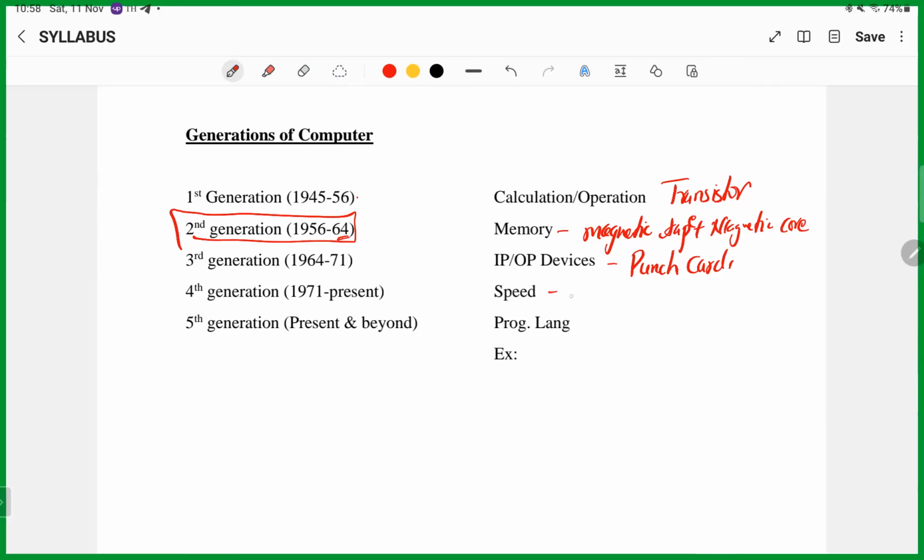Speed has increased from milliseconds to microseconds. Easy to remember. It goes the same way for all 5 generations, we use new words. It is nothing but 10 to the power minus 6 seconds. There it was minus 3, here minus 6. It is a millionth of a second. Microseconds.